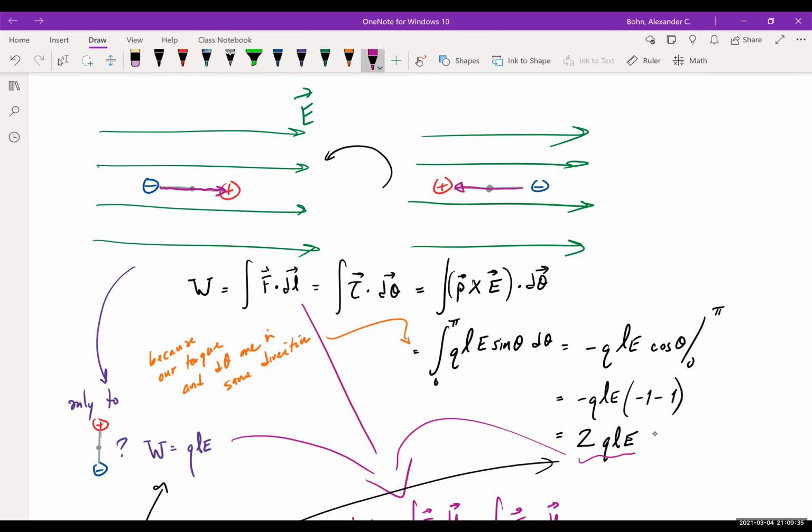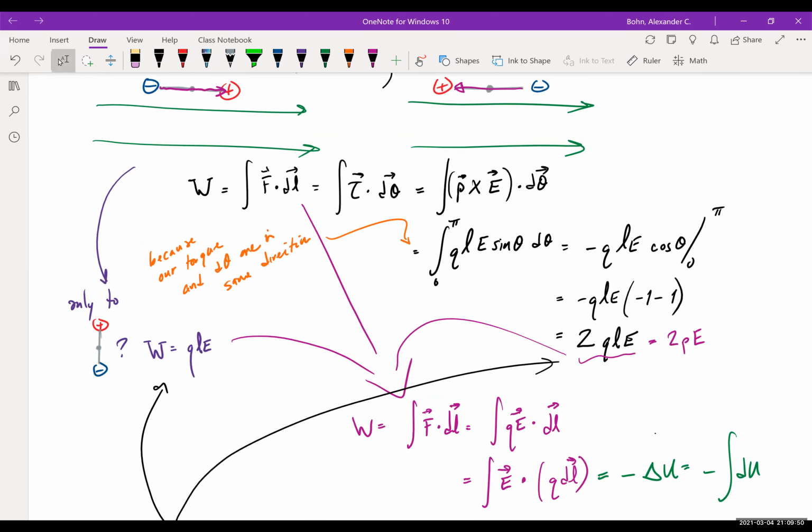Which, if we talk about magnitudes only, is 2 times the dipole moment times the field. What if we only rotated the thing 90 degrees? Completely analogous method, but we would be going from 0 to pi over 2, and we'd end up with 0 minus 1, which would work with the minus out front, and we would have the same magnitude, just not 2 of them. Okay.